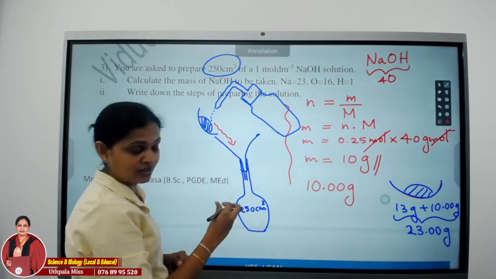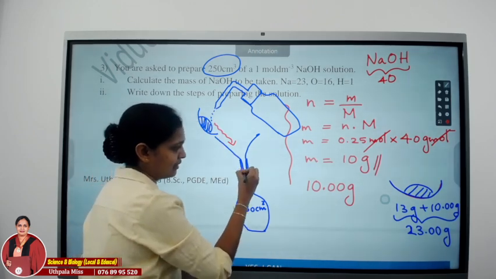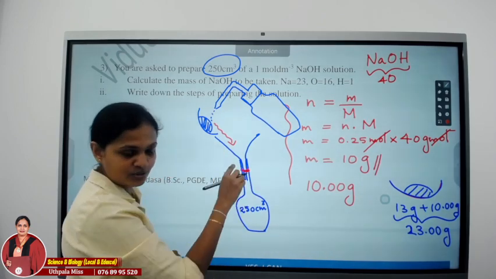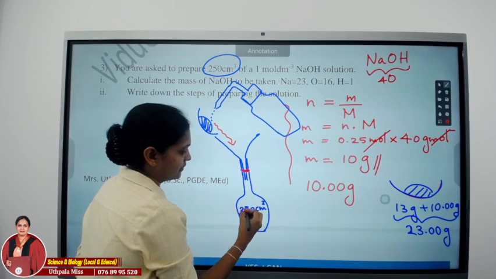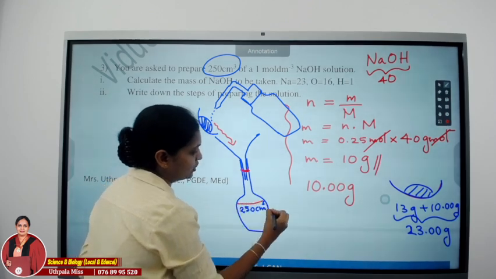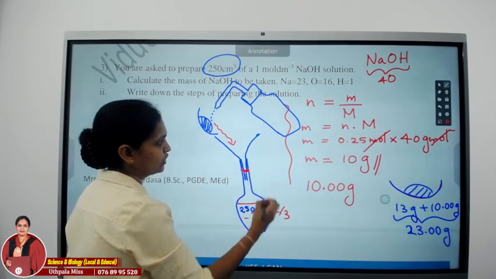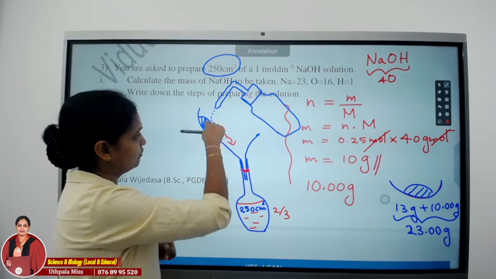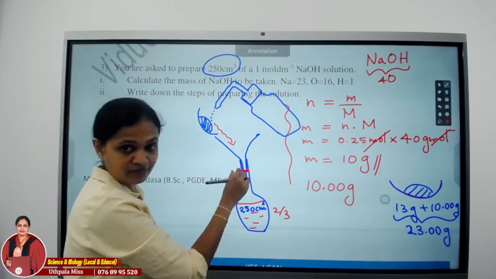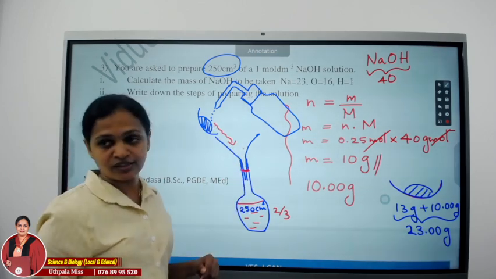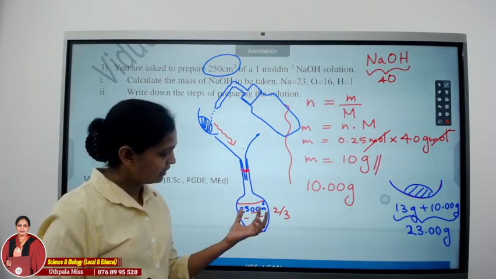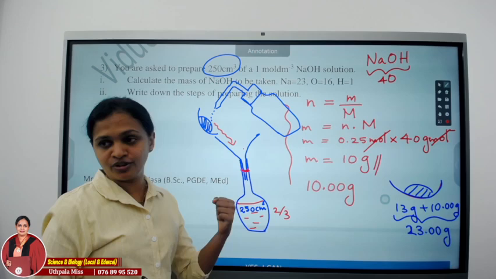While washing these, the mark should not be exceeded. Right? When all this work is done, the flask should be filled to about two-thirds of the total volume once you wash everything off. The watch glass, the inner side of the funnel, everything is washed and transferred into the volumetric flask. Then only 2/3 of the total volume should be filled.